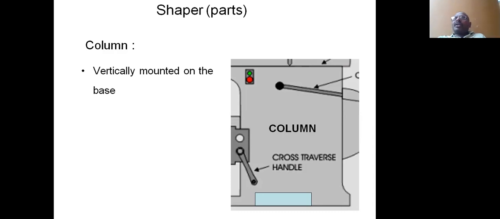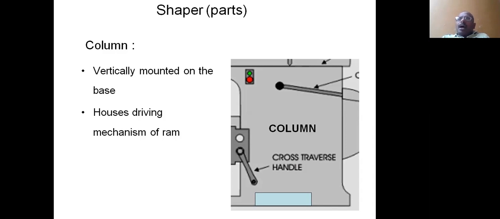So it is vertically mounted on the base. Mounting means it may be mounted in the horizontal position or in the vertical position. Here in this particular one, the column is mounted in vertical position or vertical direction over the base. At the very beginning, I clearly explained why this column is very important, or what the important function of this column is.